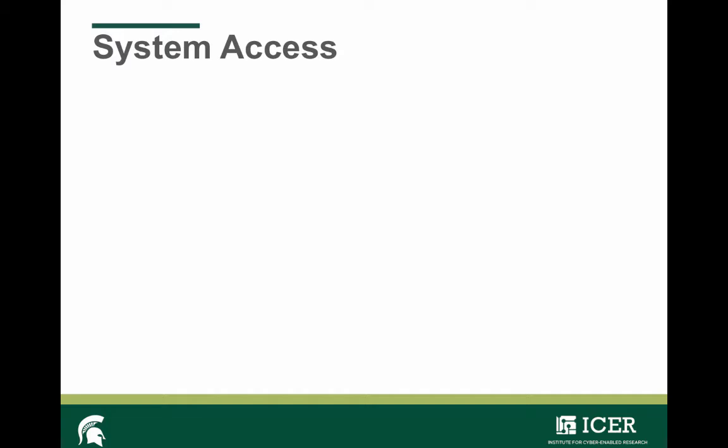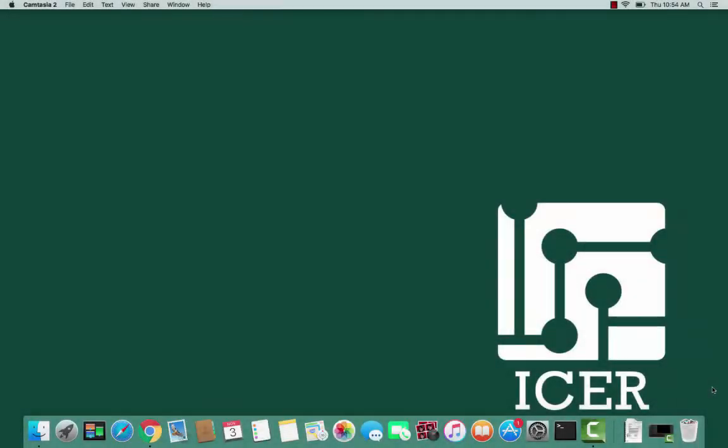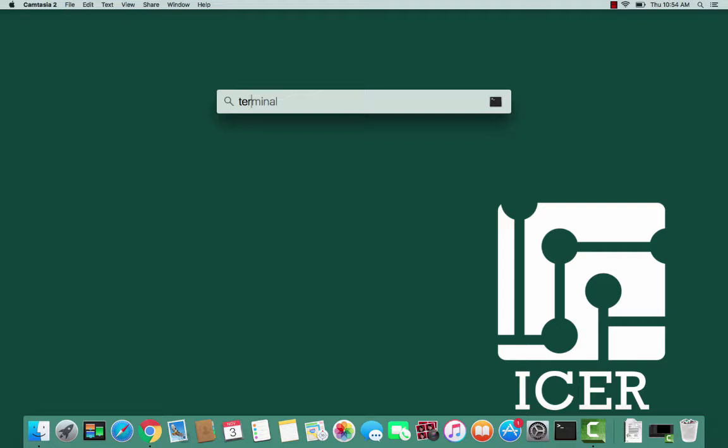System access. Since MSU's High Performance Computing Center can be accessed remotely, there needs to be a way to control who can log in and access the system. The SSH protocol authenticates users with a username and password. Once you've requested an HPCC account and received a welcome email, your username on the HPCC will be the same as your MSU NetID. To log into the HPCC, open Finder on your Mac, type terminal.